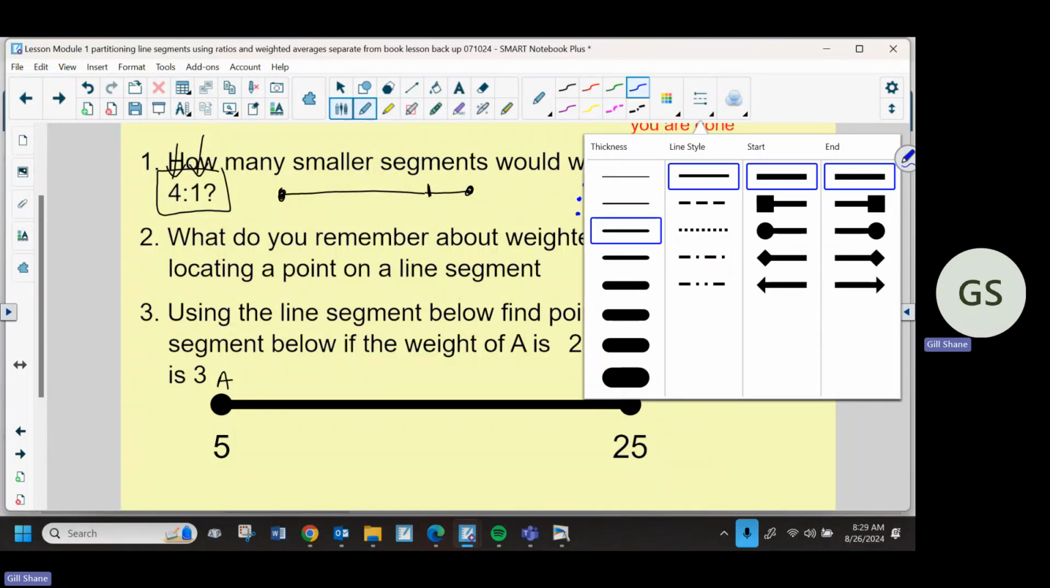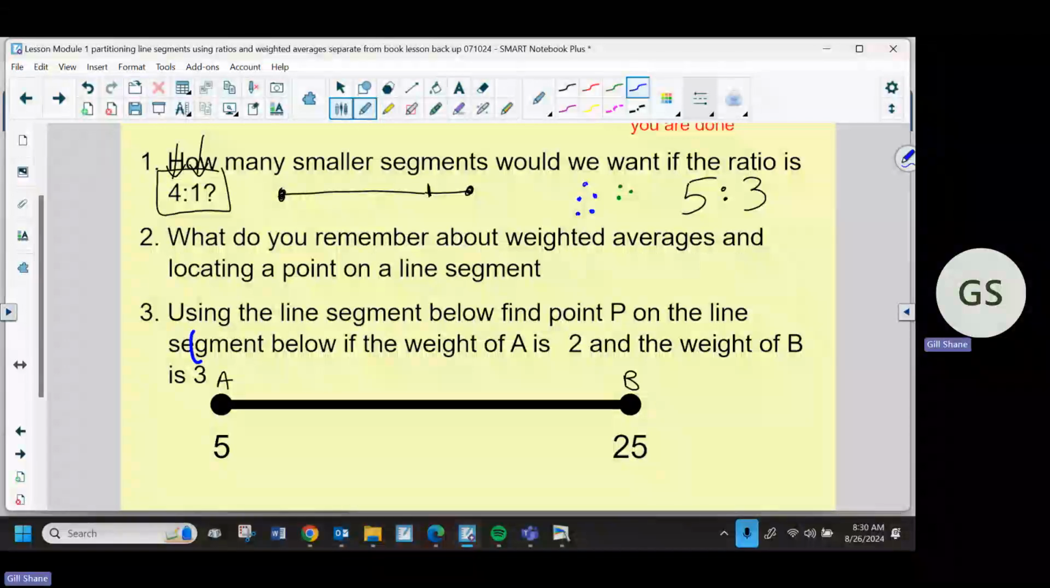So I'm going to combine it all. The weights will come from the question. There's no other way you would know the weights. They have to tell you the weights. So once we find the weights, step one is to just write the weights over the point. And again, it tells you exactly what the weights are in any problem.